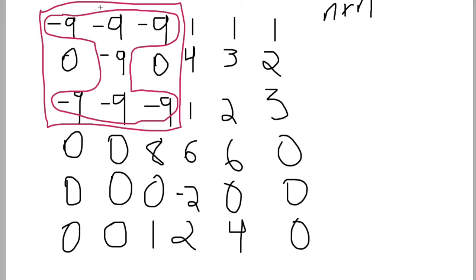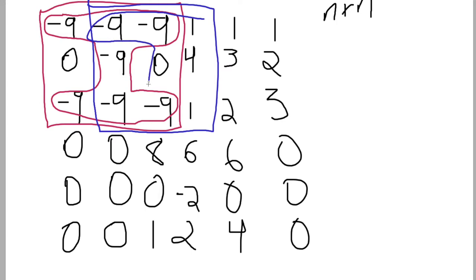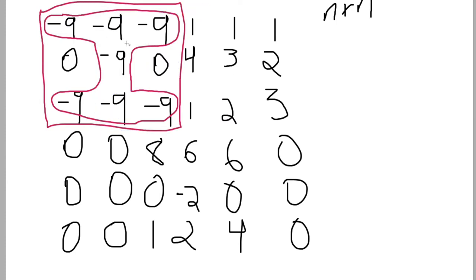Similarly, we could find our next I in this section of the matrix, consisting of these values in the shape of an I. We would not only find all possible I's for our given matrix, but we will find the sum of all of our I's.